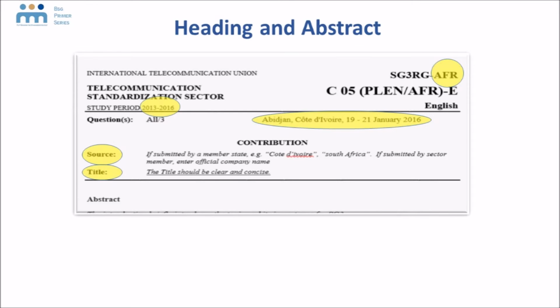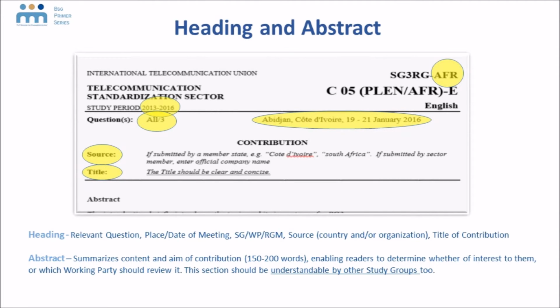What you need to add is the source, the organization submitting the contribution, and the title. And very important to have a clear and concise title so it can be understood even by other study groups as well. You will also ideally identify the question to which your contribution is being submitted.